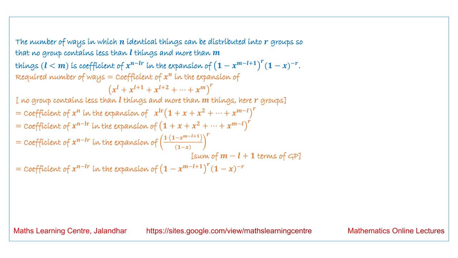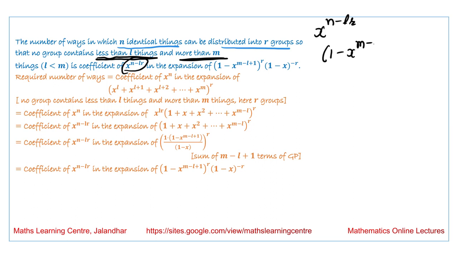Next is the number of ways in which n identical things can be distributed into R groups so that no group contains less than L things and more than M things. It is given by the coefficient of x raised to the power n minus L into R in the expansion of the term (1 minus x raised to the power m minus L plus 1) raised to the power R into (1 minus x) raised to the power minus R.